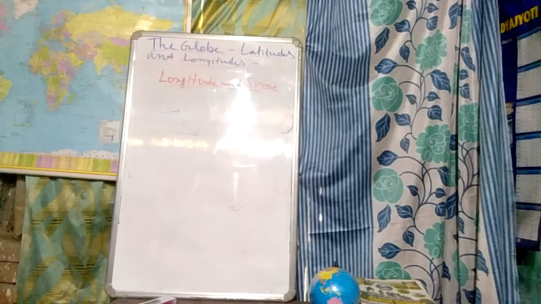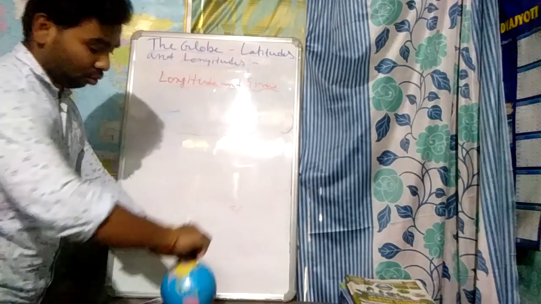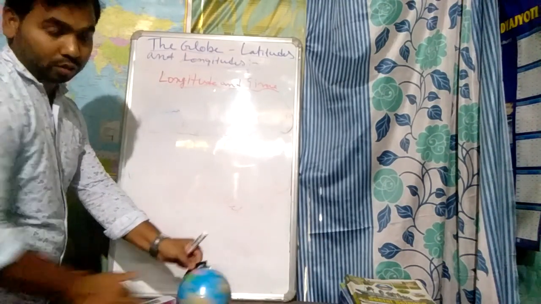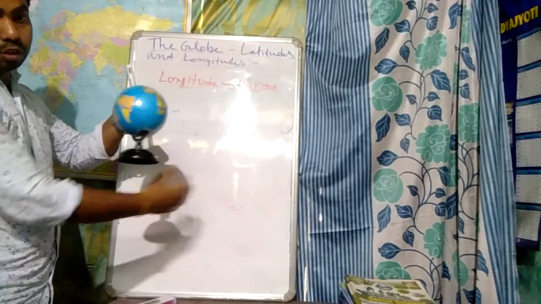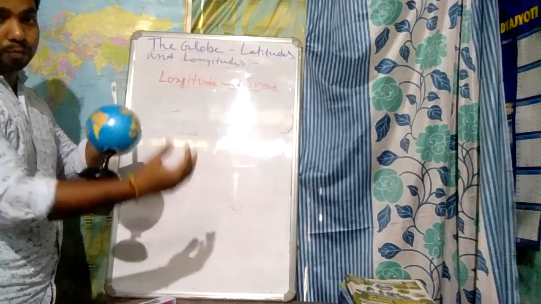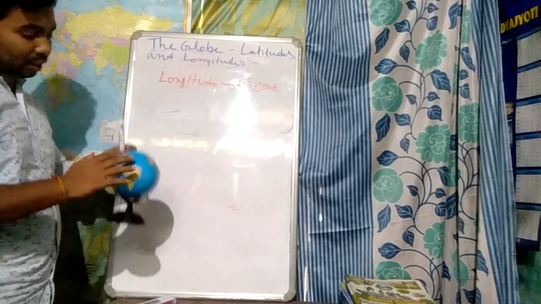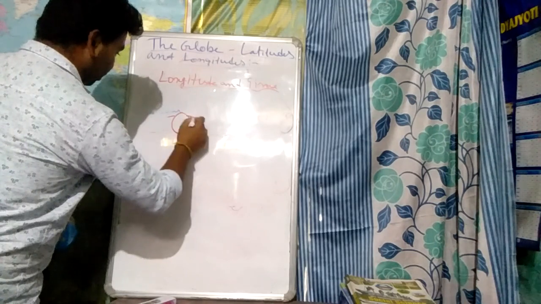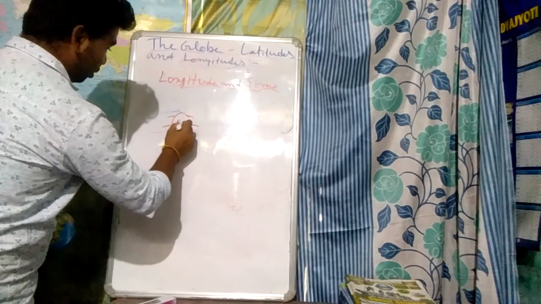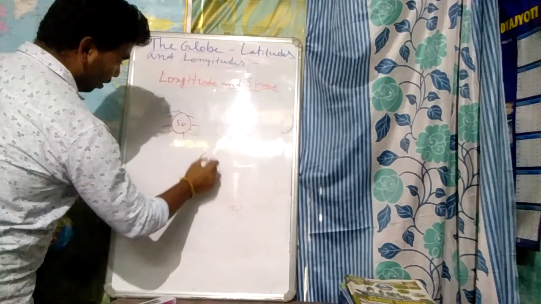Remember, the position of the sun and the earth keeps on changing due to the rotation of the earth on its axis. We know that the earth rotates on its axis, and it takes different positions in our 24 hours. Suppose this is the sun and this is the earth.